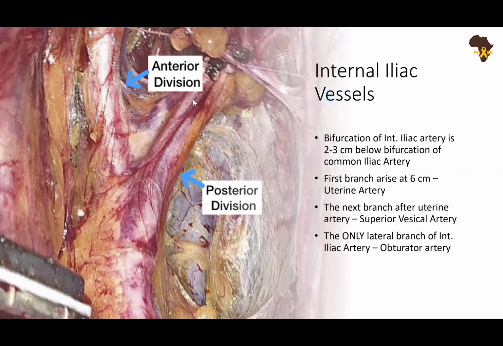In this anterior division, or the anterior trunk, the main first branch that crosses this area as you dissect parallel to it would be the uterine artery, which branches roughly 5 to 6 centimeters medially from this vessel. The only lateral branch you would come across is the obturator artery, and the next branch after the uterine would be the superior vesical artery in front.